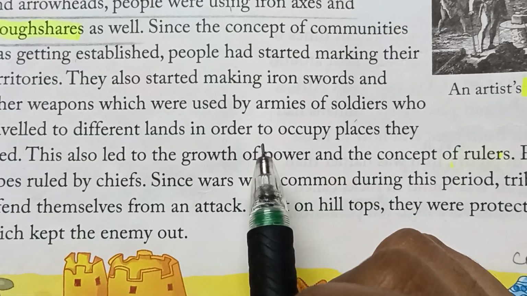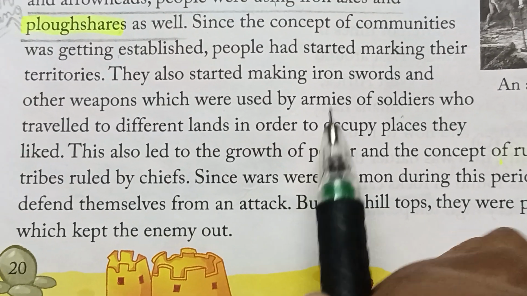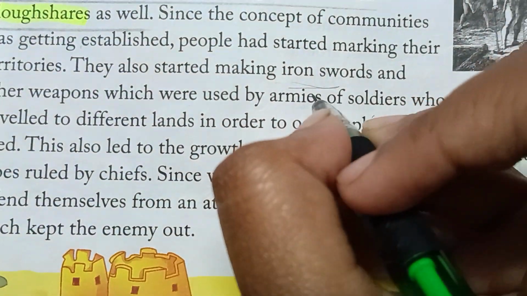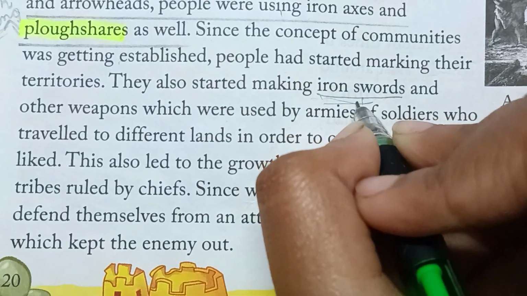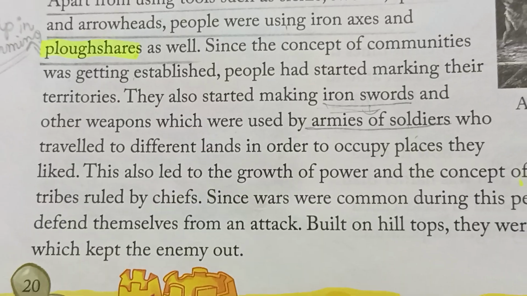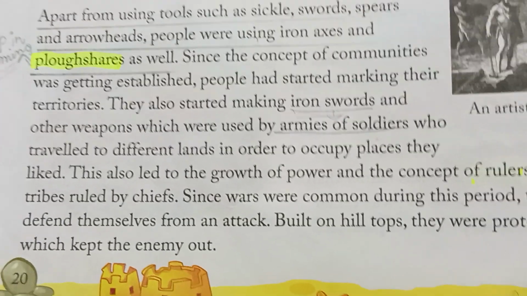Now, what is a sword? A sword is a kind of weapon, like a gun or rifle. They also started making iron swords, and by whom were these iron swords used? These iron swords were used by the armies of the soldiers. Okay, now why did they use them?